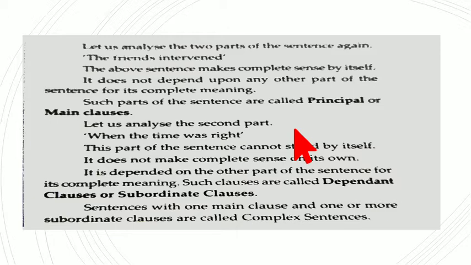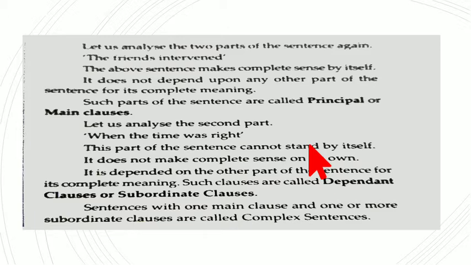When you look at the second part, that is, when the time was right, this part of the sentence cannot stand by itself. It does not make complete sense on its own. It is dependent on the other part of the sentence for its complete meaning. Such clauses are called dependent clauses or subordinate clauses.